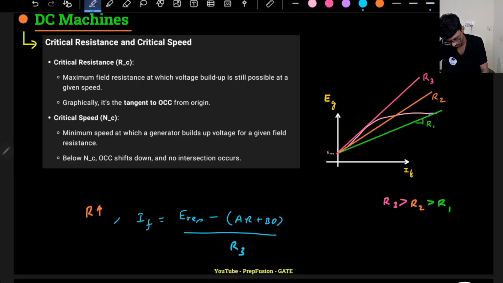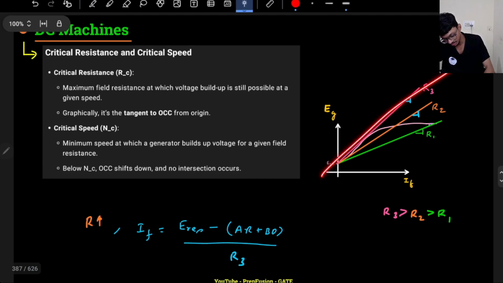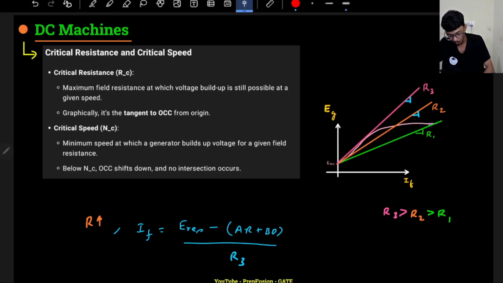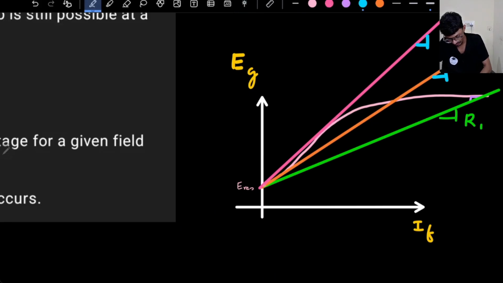It is the slope here. Remember, this R3 is the slope here. So it is basically the equation of this line, correct? It has to satisfy. So where does it satisfy? What will be the increase in IF? Increasing IF will be something like this.